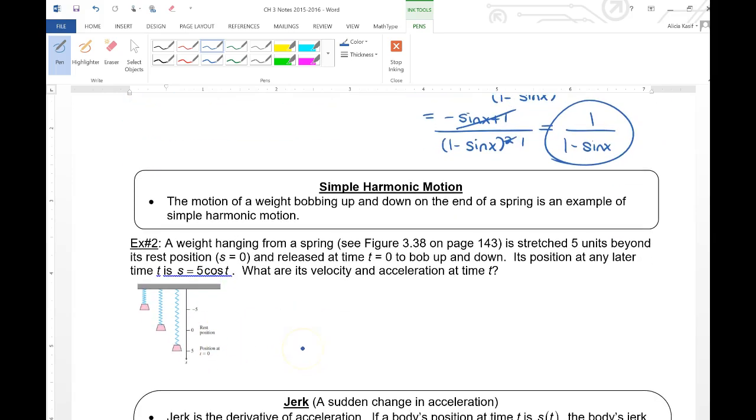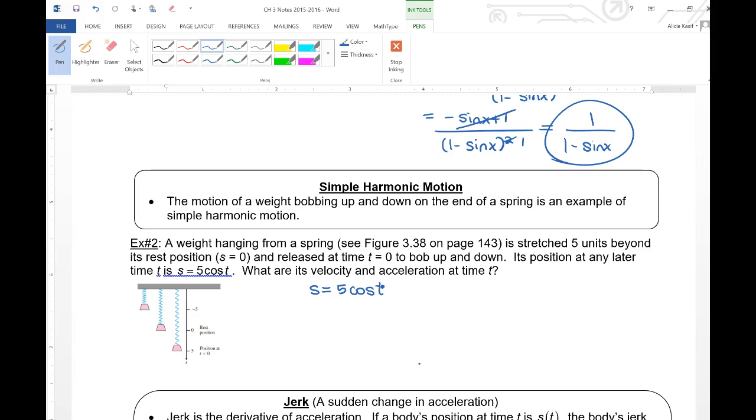All right, simple harmonic motion. Have you done any of this? No? Okay. It sounds nice. Harmonic. So when you get harmonic motion, picture something like a spring, a weight hanging off of a spring, and the motion of it basically bouncing up and down. That's harmonic motion. So let's say we have that, and the position is 5 cosine of t.